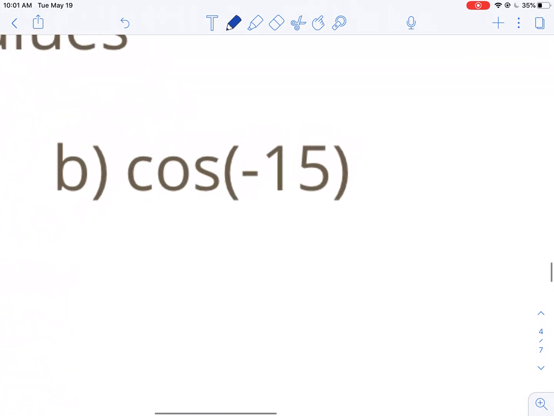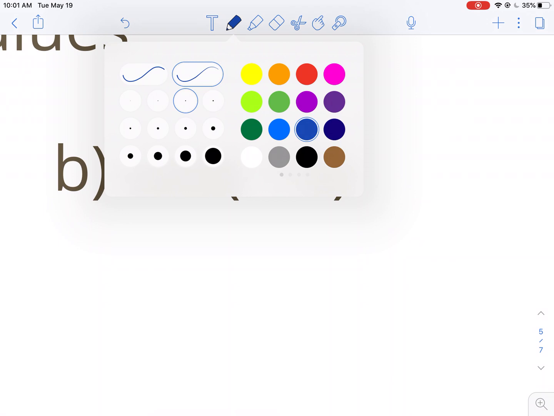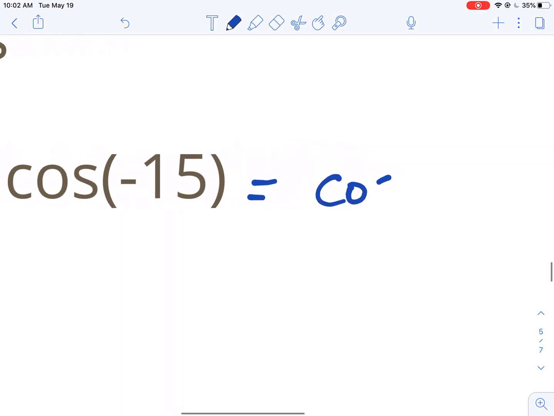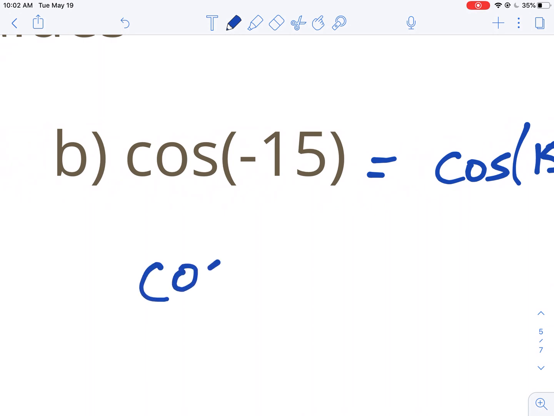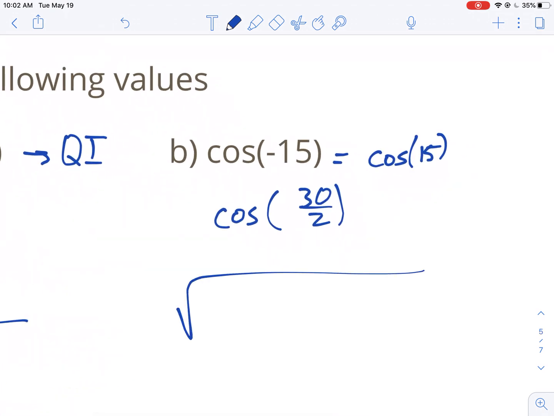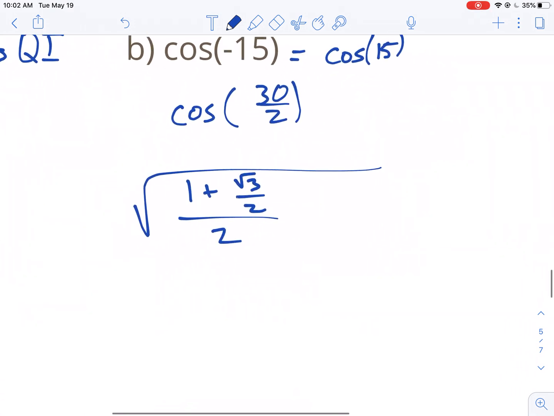Cosine of negative 15 degrees here, we can look and we can say to ourselves, okay, cosine of negative 15, first of all, this is going to just be equal to the cosine of positive 15. We can use those even odd formulas to say that this is the exact same thing as the cosine of positive 15, which means that this is the cosine of 30 over 2, which means that this is the square root of 1 plus the cosine of 30, which is the square root of 3 over 2, all over 2. And then I'm going to do all that simplification again.